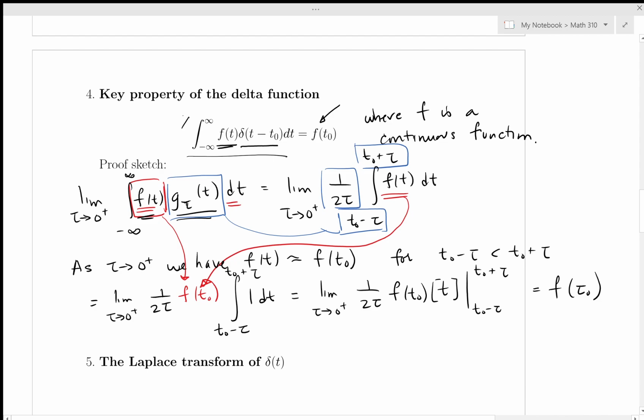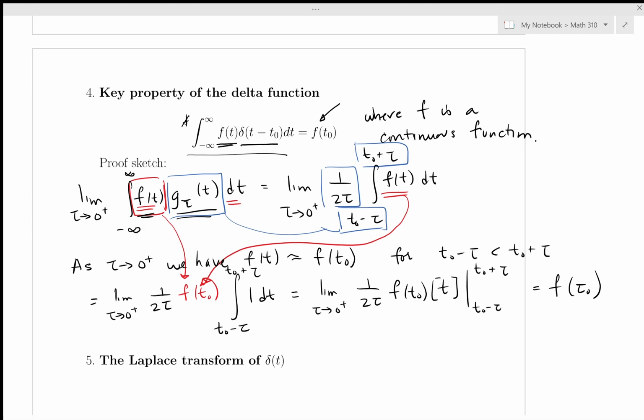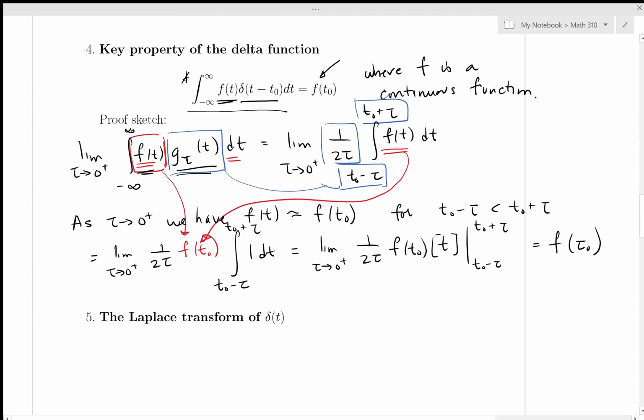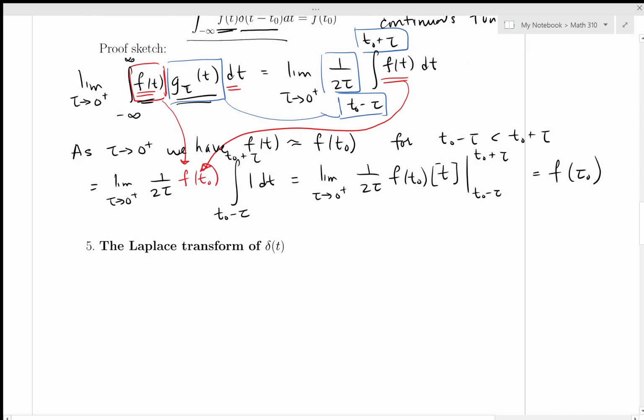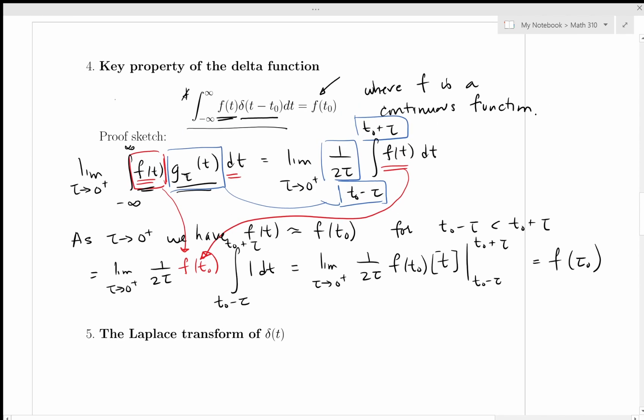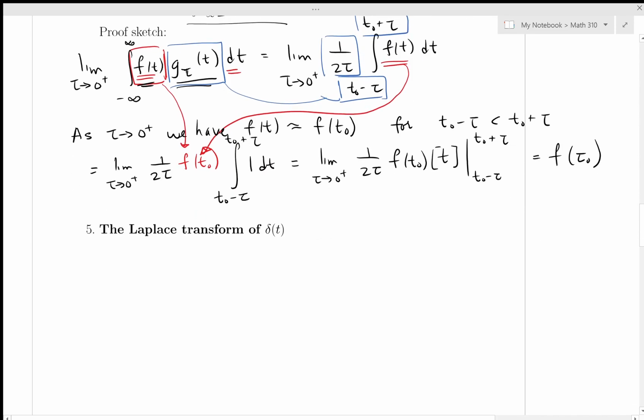Okay, so that's a basic justification of why this statement is true. That's a key feature of the delta function. Now, for what we really want to be able to use this for, we want to understand what the Laplace transform of the Dirac delta function is. Okay, so it's not a function, like I said, but the integral above that we just took a look at makes it possible for us to define the Laplace transform of the Dirac delta function. So the Laplace transform of the Dirac delta function at time t naught, that looks like this.